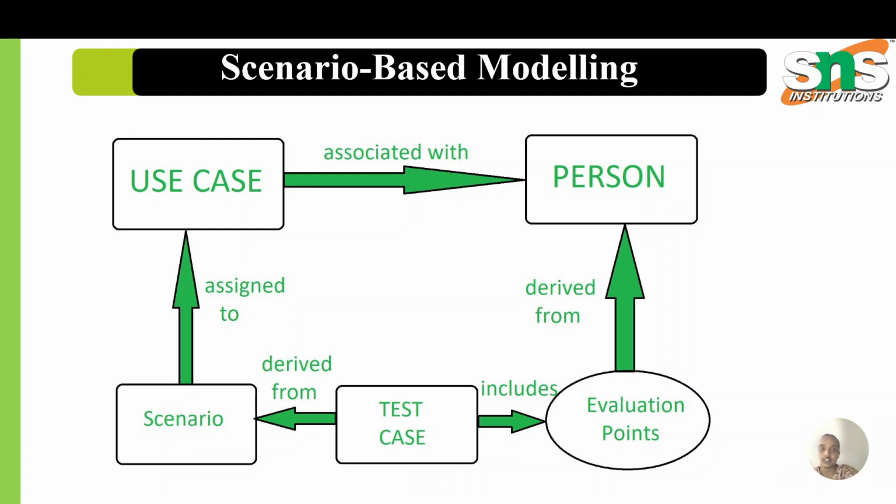The first one, use case. What is the purpose we are using this particular requirement? That is called use case. The second one, the person, who is going to use the particular use case for the product. That is called associated with the person. The next one is scenario. Scenario is assigned to use case associated with the person. After that evaluation points, then test case. After that these requirements finally go to test cases. So after the test case includes evaluation points.